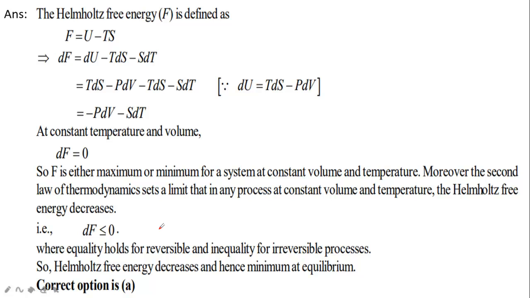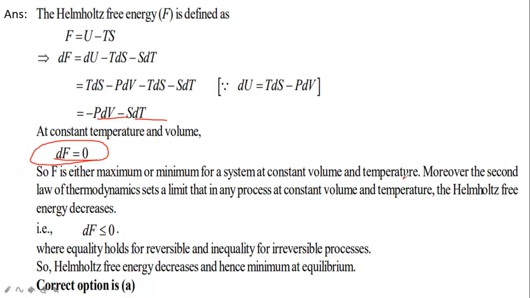The Helmholtz free energy is defined as F equals U minus TS. So dF will be dU minus TdS minus SdT. If you know the value of dU, which is TdS minus PdV, you put it down here. So you get dF equals minus PdV minus SdT. They are saying at constant temperature and constant volume. So if temperature as well as volume is constant, then dF will be constant or 0. So F is either maxima or minima for a system at constant volume and temperature.